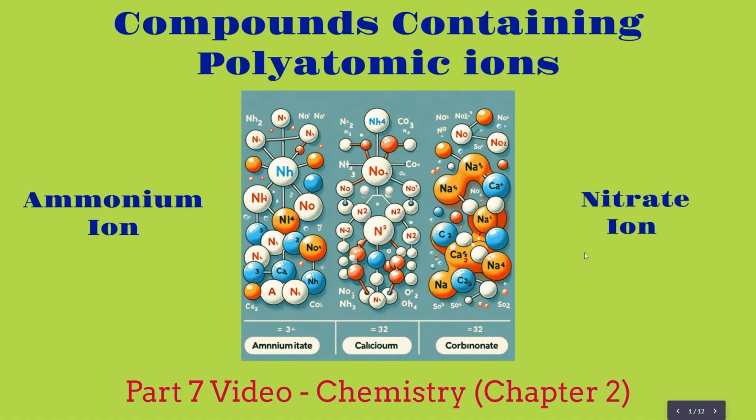In this video we're going to go over compounds containing polyatomic ions, and this is going to be our part 7 video in Cytochemistry chapter 2. Some common examples of these polyatomic ions are the ammonium ion and the nitrate ion. We're going to see these a lot inside this video, so let's get started.